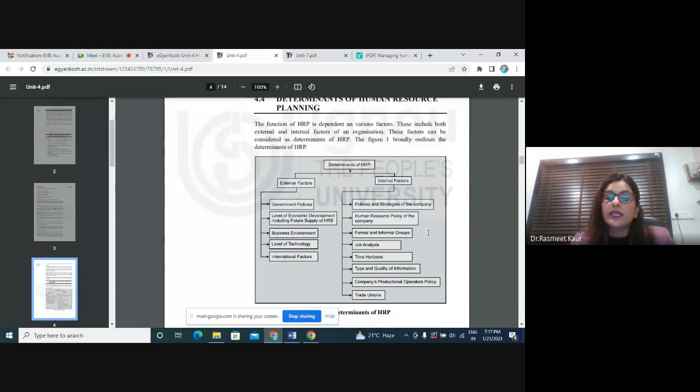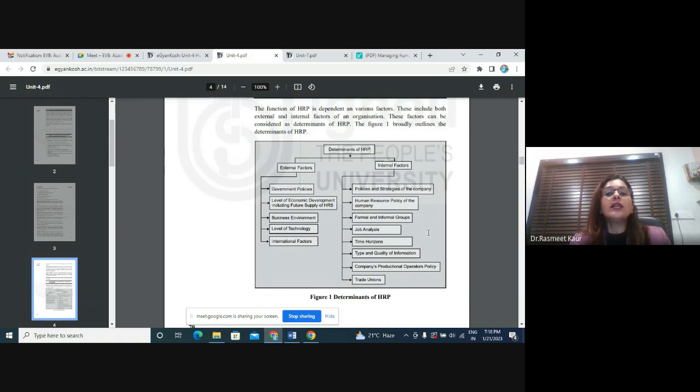Those who were with me in yesterday's academic counseling, we have already discussed the external factors, which are the political, economic, social, technological, and international factors. And if I talk about internal factors, they are those factors which are at the organization's control. So I talk about, let's say, the organization's policy, organization strategy, the formal and the informal groups, the time horizons, the trade unions in the organization, the production operators, or the company's policy, I would say. These are all controllable factors.